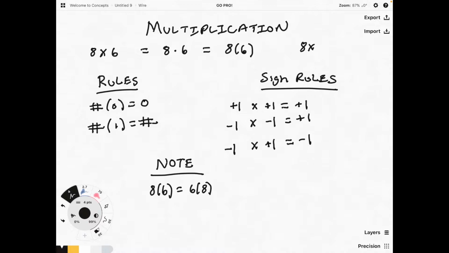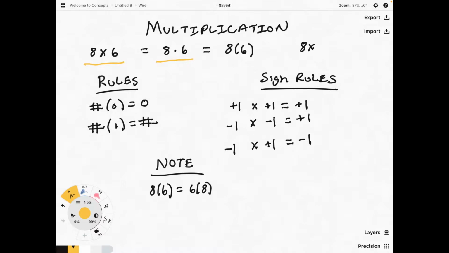Now before we get into a few examples, I wanted to go over a few basic rules and how you will most commonly see multiplication written. So if we look to the left, we see that 8 times 6 is denoted by 8 with an x between the 8 and the 6. And the second way you'll see it written is 8 times 6 with a dot in between the two.